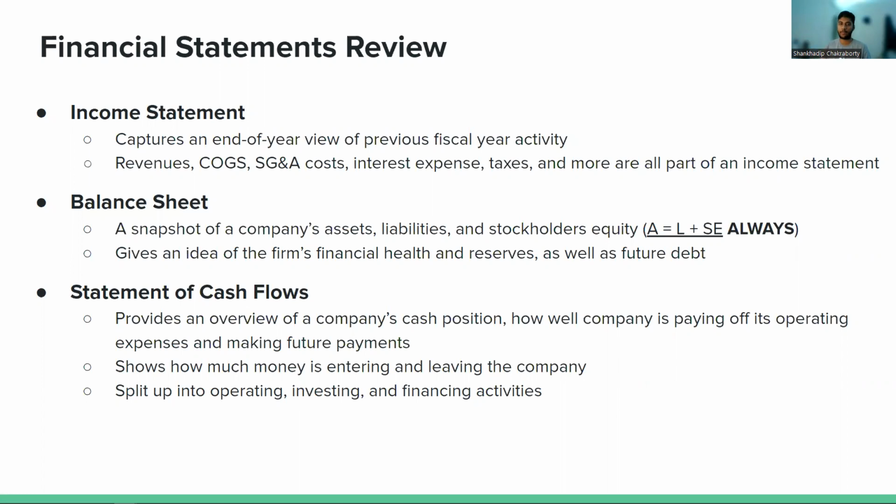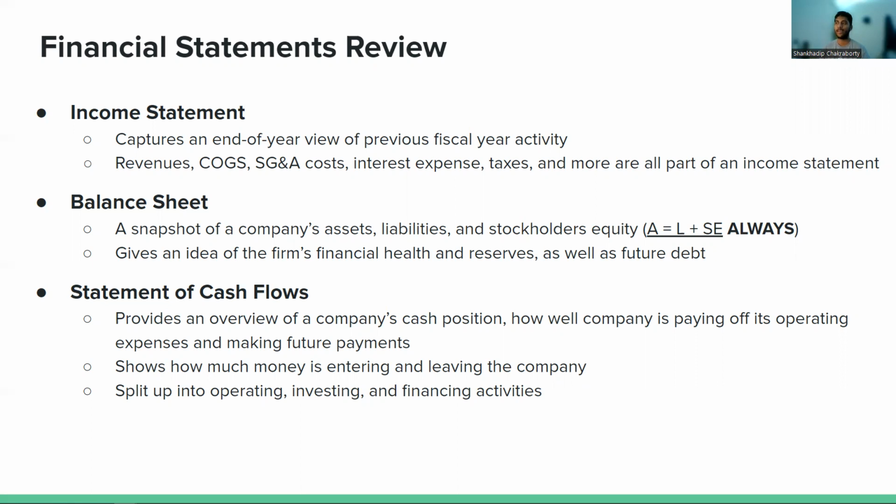a view of all the activity that happened in the previous year: how much you earned in revenues, and your cost of goods sold, only the ones that you sold. Then you do revenues minus COGS, you get gross profit, minus SG&A, which is selling, general, and administrative, like insurance, rent, payroll, stuff like that. Mainly fixed costs, and interest, taxes, depreciation, and amortization.